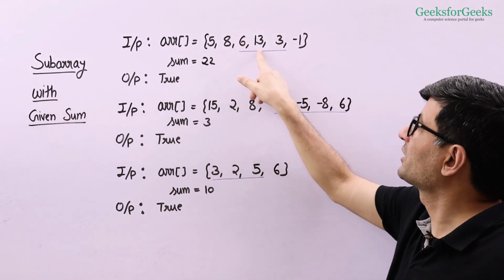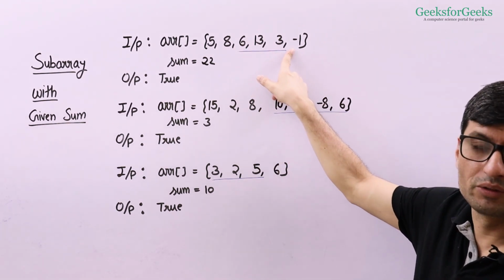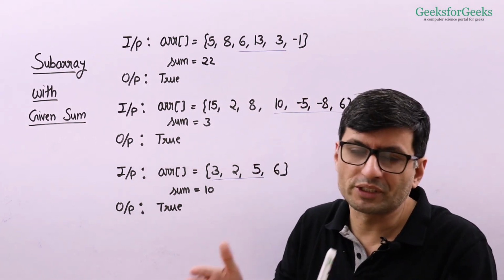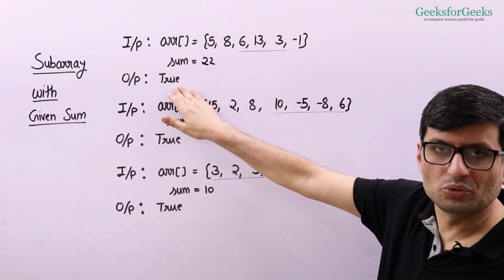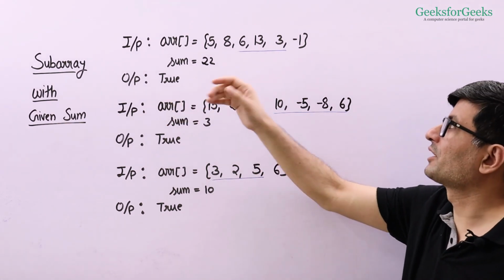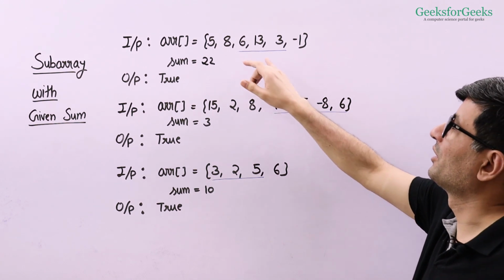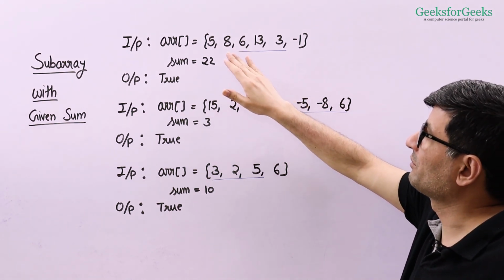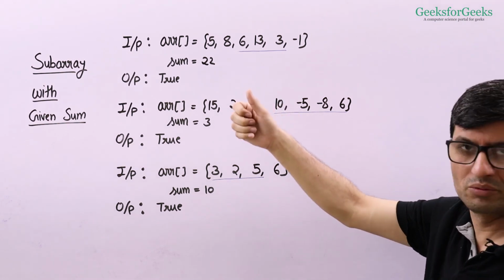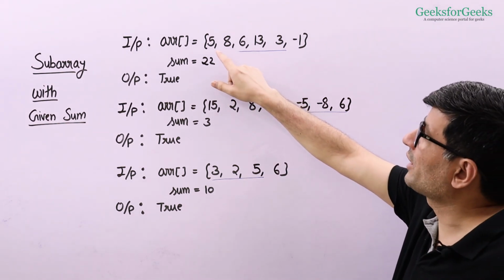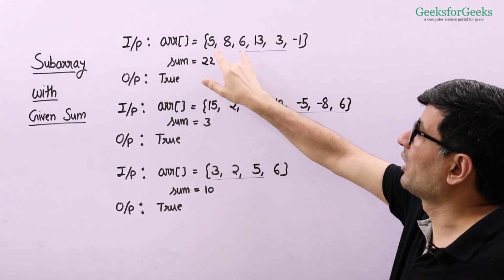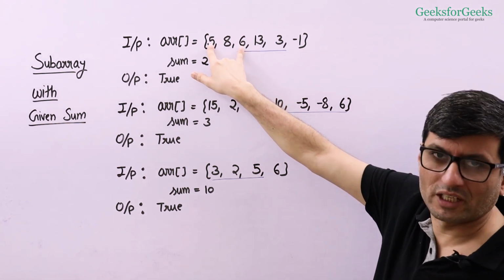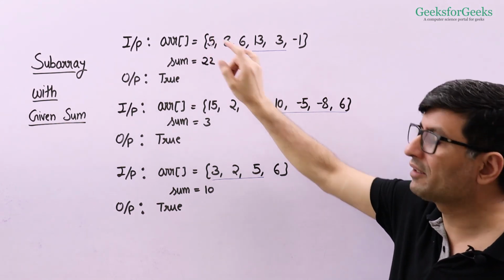right? 6 plus 13, 19, 19 plus 3, 22. And sub-array means contiguous elements. So our output is true in this case. For example, if I ask you to find out if there is a sub-array with sum 11, your answer would be no, because we do not have a sub-array with sum 11. However, we have elements whose sum is 11, but they are not contiguous.